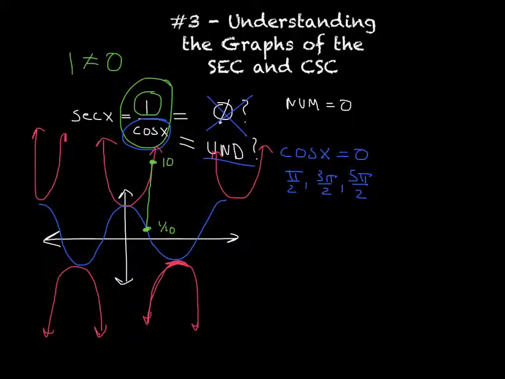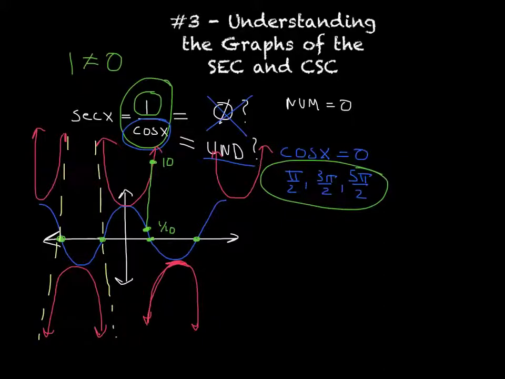So, something else that we want to understand is, where is the cosine 0? Well, it's 0 there, it's 0 there, it's 0 there, it's 0 there. So every time the cosine is 0, the secant will be what? Undefined. So therefore, what do we need to draw? We need to draw in some asymptotes right there. Every time the cosine is 0, we need an asymptote. And that is the basic shape of the secant. All right?